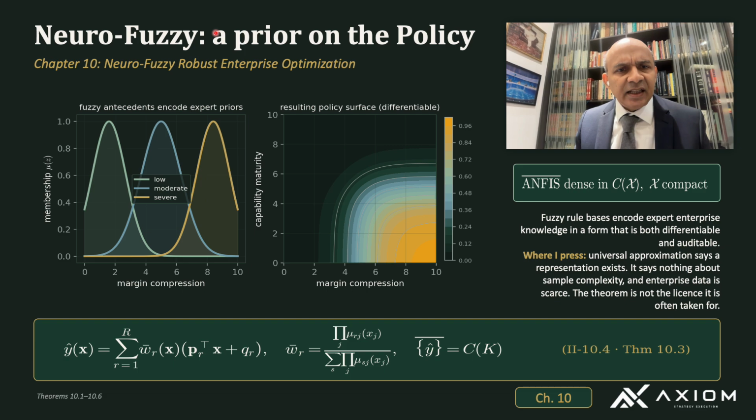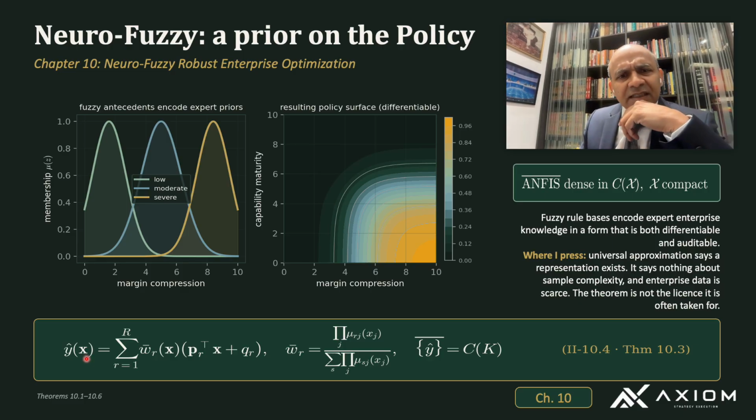Now at the bottom, we see the ANFIS output as a weighted combination of fuzzy rules. This says that the ANFIS prediction y hat of x is formed by combining the outputs of R different fuzzy rules. Each rule produces a local linear output, p sub r to the power t x plus q sub r, and that output is weighted by the rule's normalized firing strength, w bar sub r.